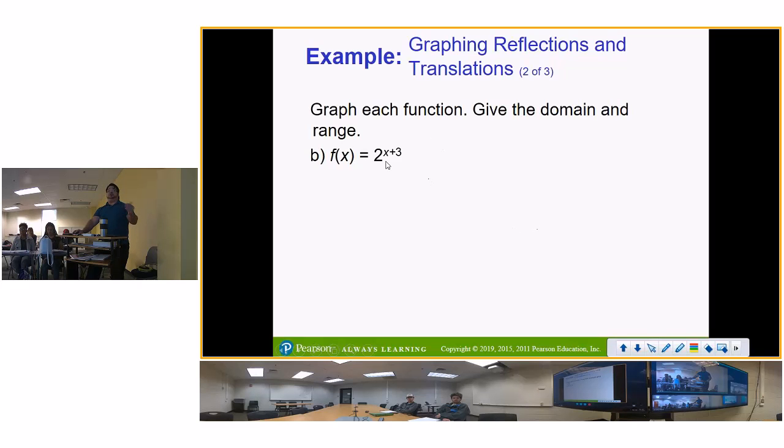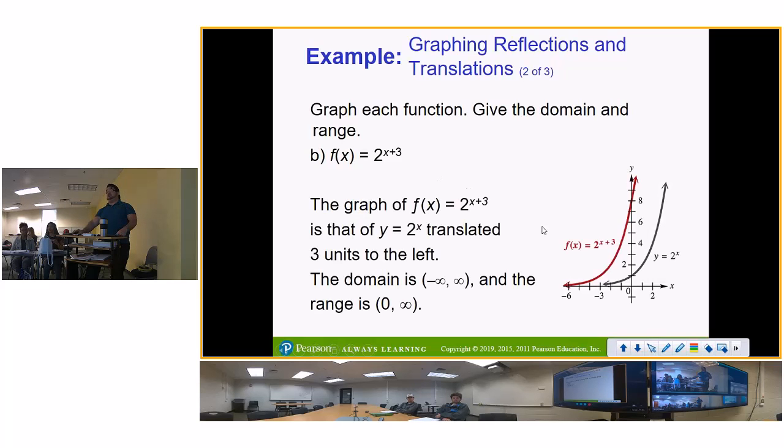So you've got the 2 to the x, so you would take the 1, 0, and you would move it 3 places to the what? Left. So it would be 3, 1. And that's what they're going to do. They'll show you that in just a second. See, there's the 1, and then you move it 1, 2, 3.